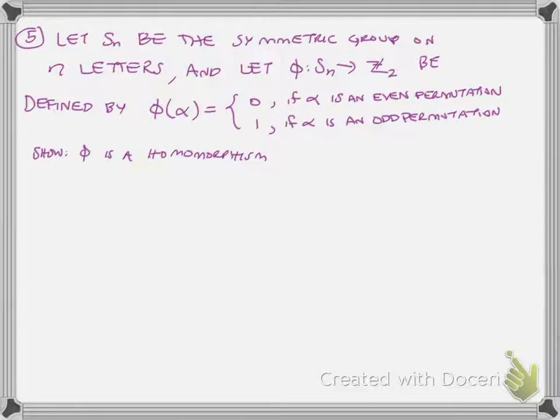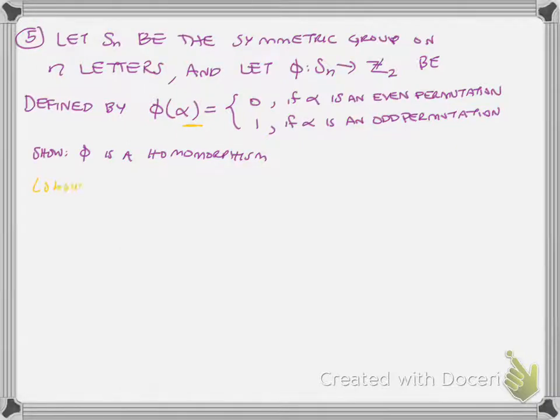Let's look at number 5. So S sub n, we know that group is a symmetric group, right, on n letters. And we're going from S sub n to Z2. And the way that we're defining this function is that for some alpha in S_n, it's 0 if alpha is an even permutation, and it's 1 if alpha is an odd permutation. And we want to show that this is a homomorphism.